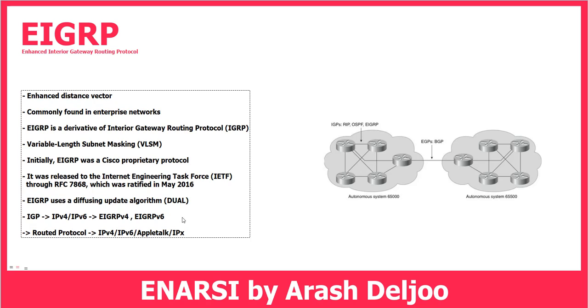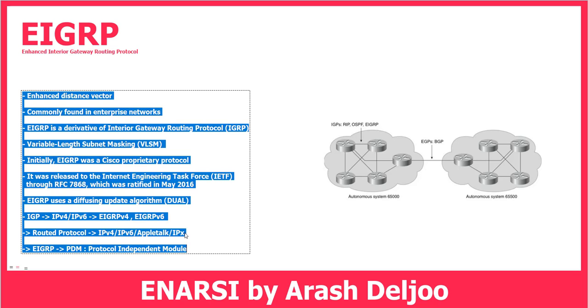Actually, let me say that EIGRP has a module, we call it the PDM. Look at here, in EIGRP we have the PDM. PDM is the abbreviation of Protocol Independent Module. Let me write here, Protocol Independent Module. This means that you can change the routed protocol in EIGRP. Actually, EIGRP with the protocol independent module can route IPv4 networks, IPv6 networks, AppleTalk, and also IPX.